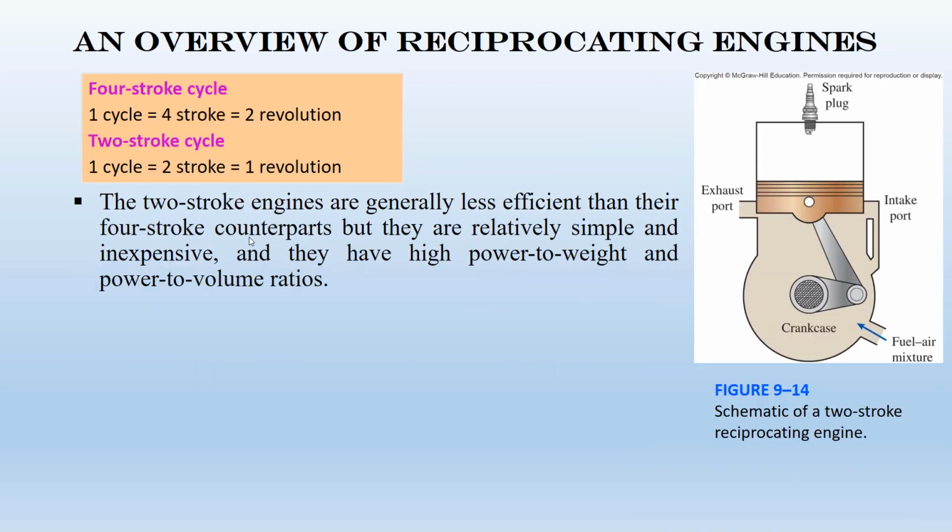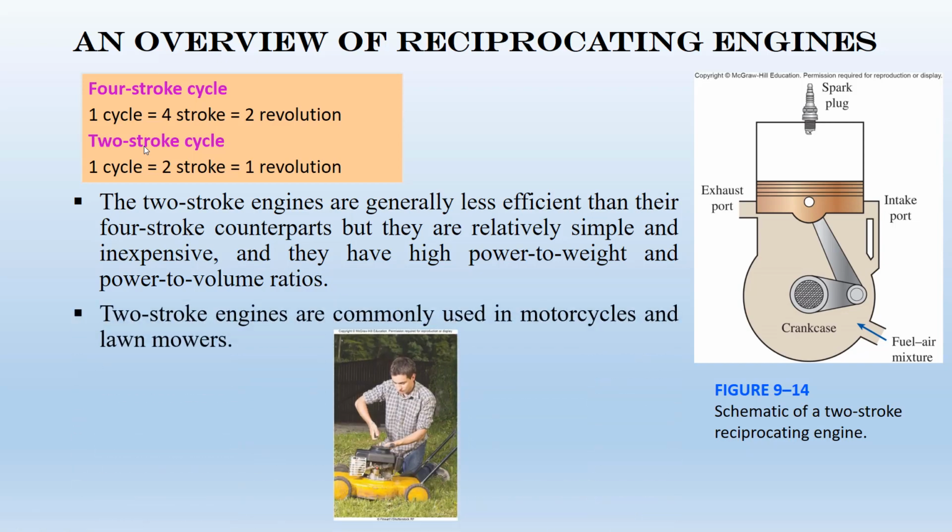And eventually, as the last part of this lecture, keep in mind that we may have a 4-stroke cycle. For the 4-stroke cycle, each cycle includes 4 strokes and 2 revolutions, or we may have a 2-stroke cycle, which includes 2 strokes and 1 revolution per cycle. Normally the 4-stroke cycles are more efficient. However, the 2-stroke cycles are cheaper and simpler. So for some applications, such as motorcycles, you can use the 2-stroke cycles.